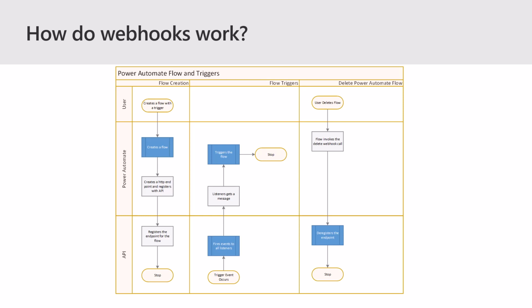Now let's walk through this process from the perspective of a maker who creates a flow which runs when an event occurs. When a maker creates a workflow based on the event, the flow runtime uses the webhook creation method to automatically generate a URL and register it with the API. The API stores the URL and then uses it to send a payload when the relevant event occurs. When the workflow is deleted by the maker, the flow runtime performs the cleanup by invoking the delete webhook method. The API removes the trigger from the list of registered endpoints.